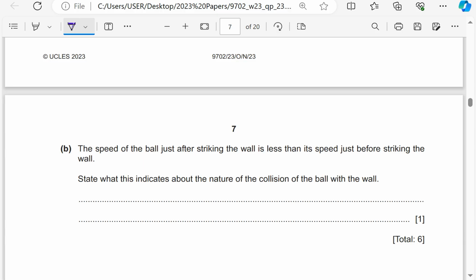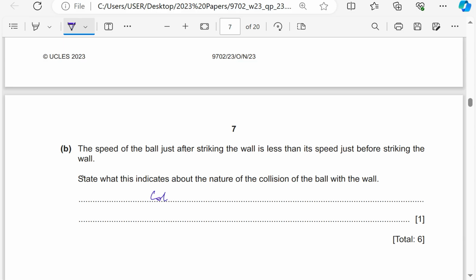Then the speed of the ball just after striking the wall is less than its speed just before striking the wall. The speed of the ball just after is less than before. That means there has been loss in kinetic energy. Therefore, the collision is inelastic. State what this indicates about the nature of the collision of the ball with the wall.